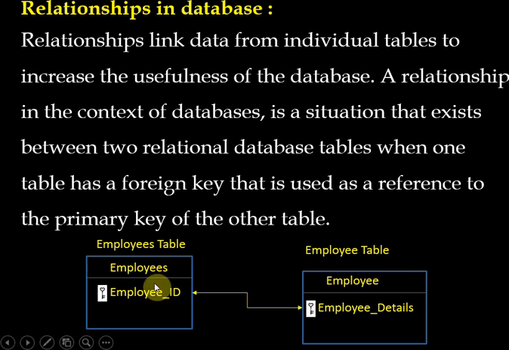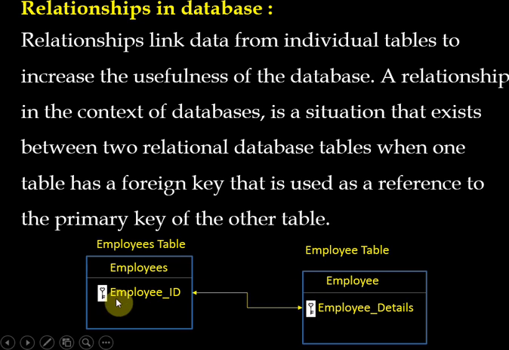Now take the reference of this diagram or the graph. Here the first table is the employee. It has a primary key called employee ID. Here is the primary key, the key sign is shown, the employee ID, and another table called employee details. In this employee details table there is a foreign key, which refers to employee ID, in order to uniquely identify the relationship between the two tables.